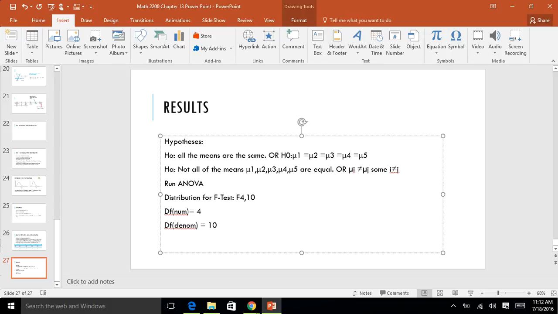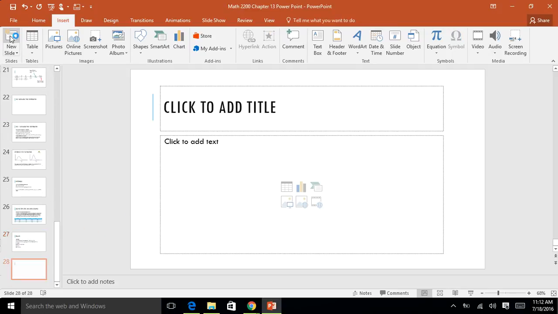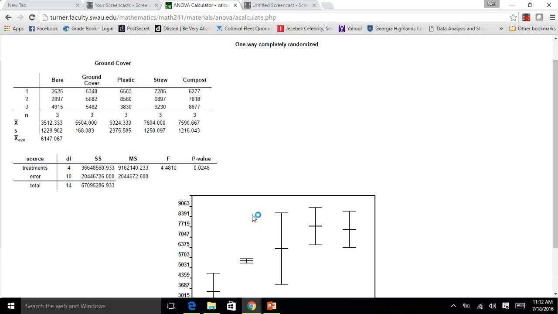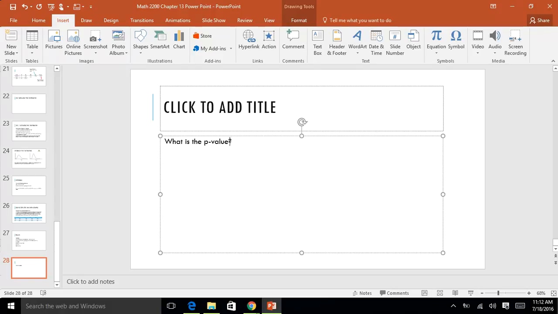So that's my distribution. Okay, the next thing it wants to know, on a new slide, is what's the p-value? Let me go look for my p-value again. It was on there. So my p-value is 0.0248. So that's my p-value. That was easy.